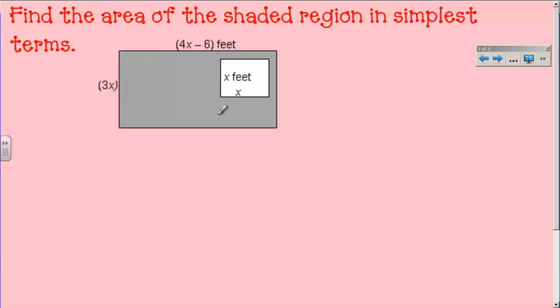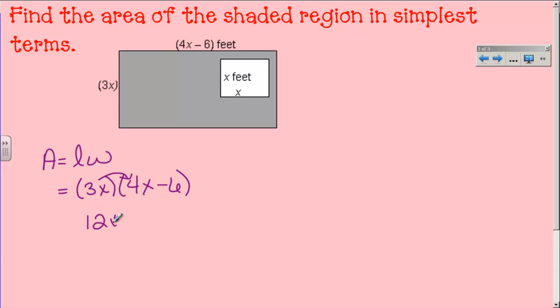So you have this rectangle with this little square inside, and we've got to find the shaded area. Now this is just like what you did in 7th pre-AP. You have to find the area of the whole thing and then subtract out the part that's not shaded. So the whole thing, to find the area of a rectangle, you do length times width. So I'm going to have to do 3x times 4x minus 6. So it's just a distributive property problem. 3x times 4x is 12x squared. 3x times negative 6 is negative 18x. And so that's the area of the whole thing.